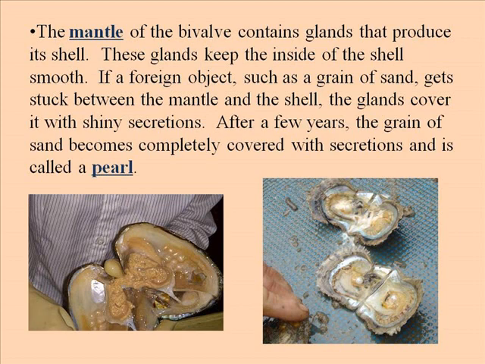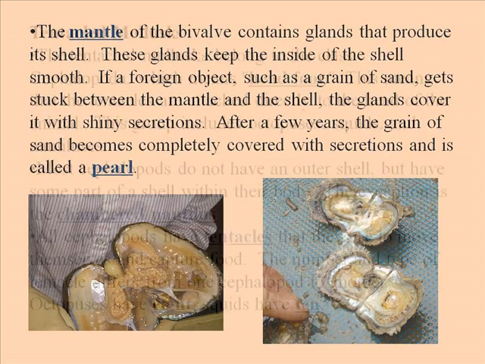Well, when the sand gets stuck between the mantle and the shell of a bivalve, the glands are also going to secrete material to cover that foreign object, that grain of sand. And it will keep on secreting, and year after year, that little grain of sand becomes completely covered with secretions and gets larger and larger and becomes a pearl. And you can see the examples of pearls in the pictures below. You can see that some of them are cream colored. You can have multiples in there. Others, you might just have one pearl forming inside, and it'll be a pretty white color.